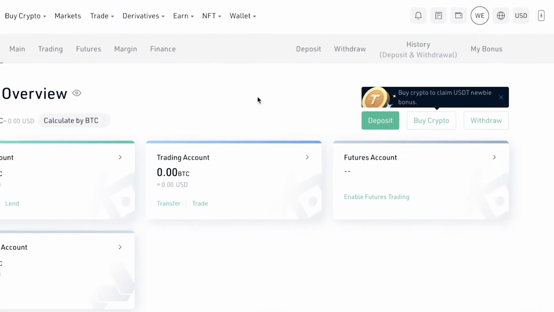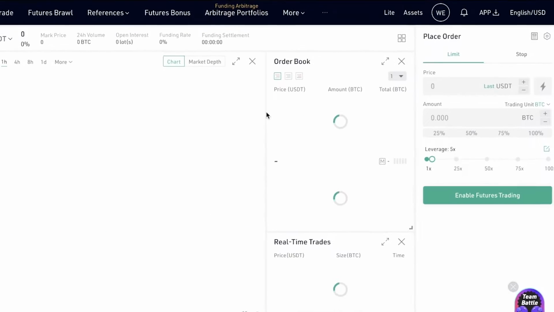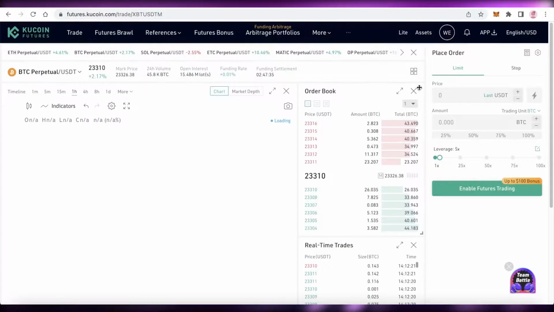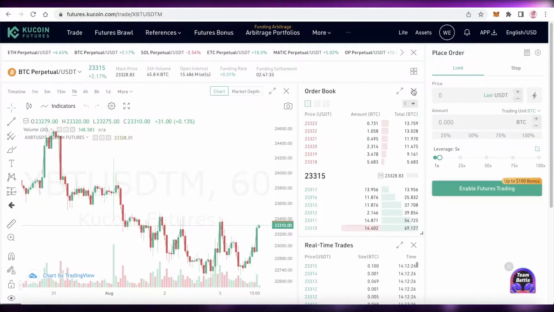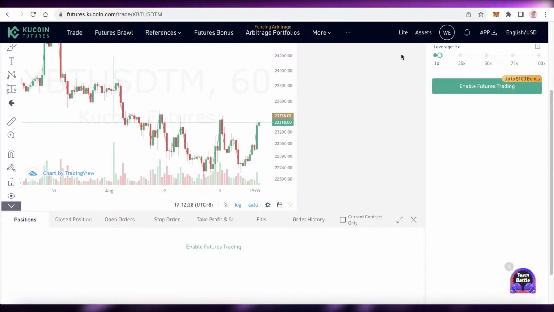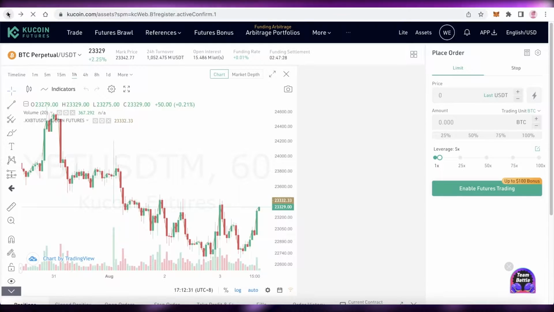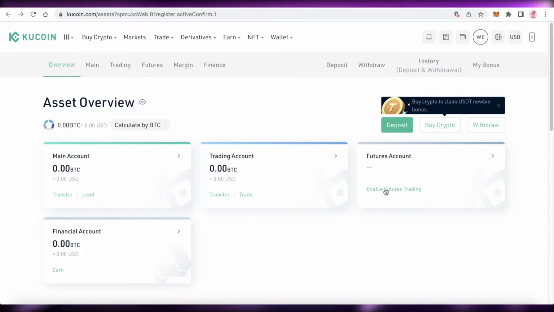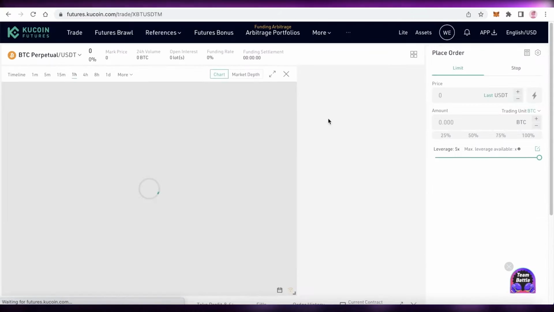Now, what you're going to do is you're going to click on enable futures trading over here. And futures trading is a lot more risky than spot trading. It's a lot different and riskier. So that is why I recommend for anyone that is looking to get started with futures trading to make sure that they have a better understanding of futures trading before they get into it.